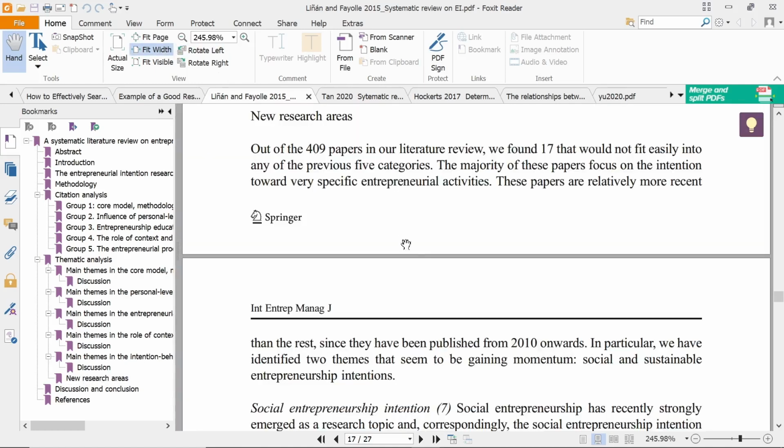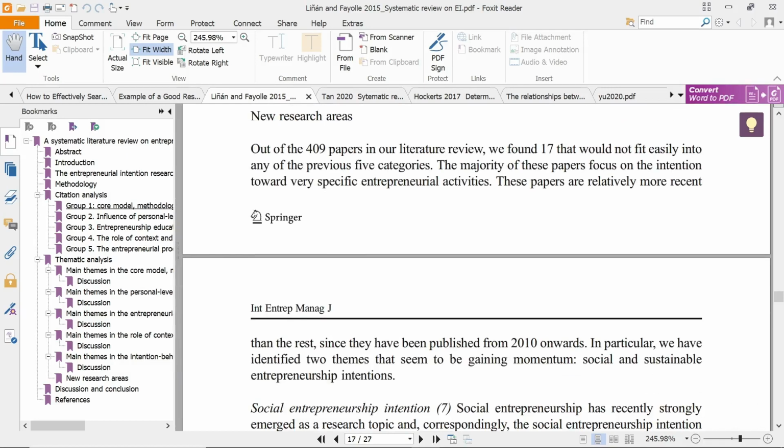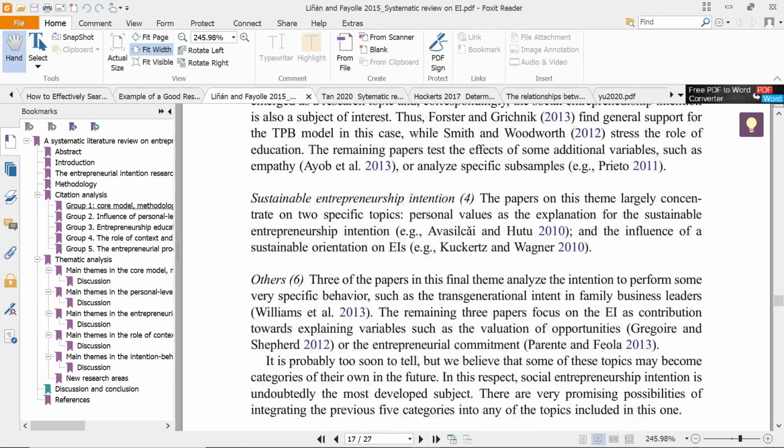Let me enlarge this page. If it doesn't have a bookmark, you just check the titles until you find it. The topic on new research areas, or subtitle, is usually found at the last, before the references. So these are key areas: social entrepreneurship. This is where I base my topic from. Sustainable entrepreneurial intentions, sustainable entrepreneurship intention, and other aspects.